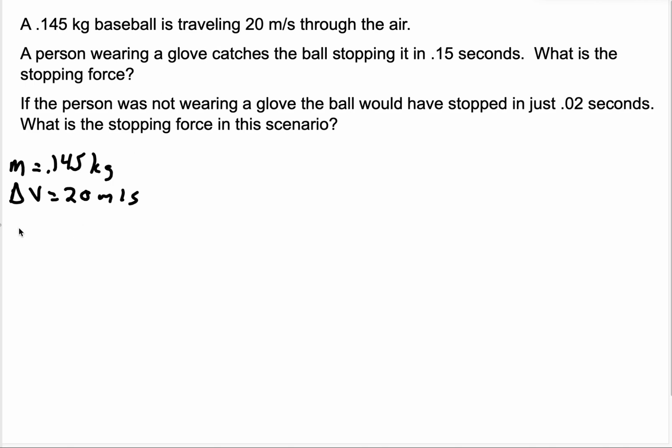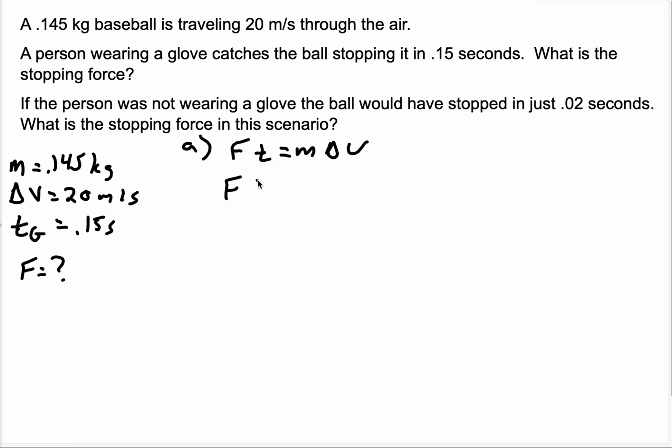Okay. Now, this person with the glove, we're going to label this time with a glove. All right. He stops it in 0.15 seconds. And I want to know, what is the stopping force? So this would be part A. All right. I am going to use the same equation. Ft equals m delta v. All right. Now, I don't know the force, but I do know the stopping time, 0.15. I know the mass, 0.145 kilograms. And I know the change in velocity is 20 meters per second.